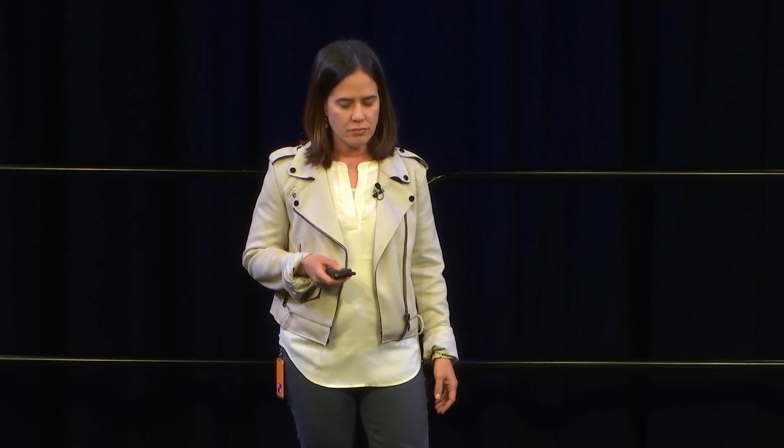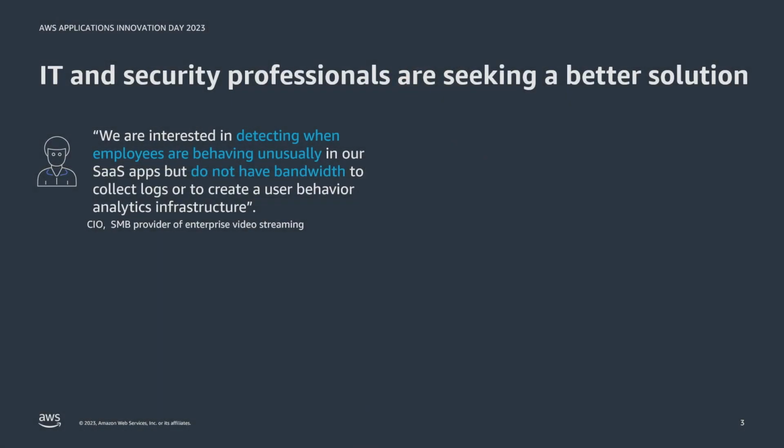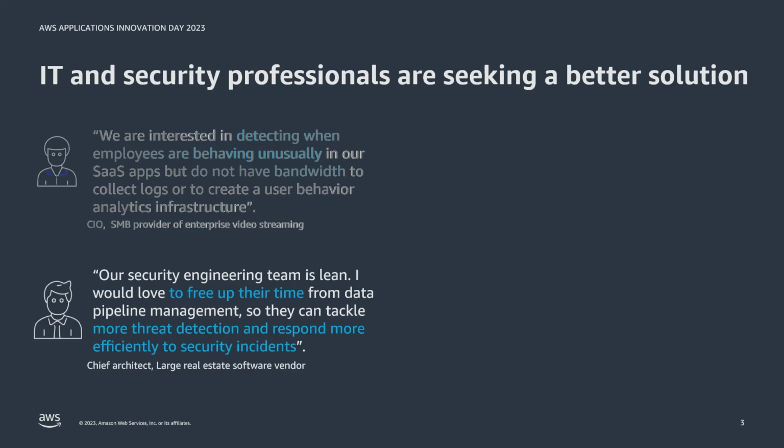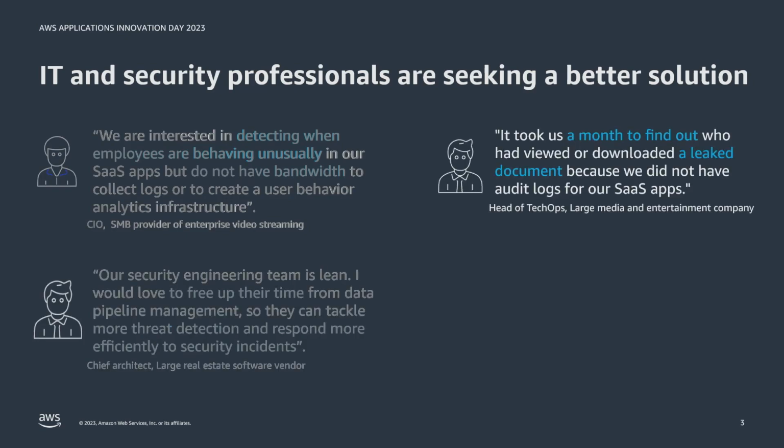We have validated and heard these pain points time and time again over months of conversations with our customers. And I'd like to share some key themes that we've heard with you. Customers tell us that detecting anomalous behavior is critical, especially as it relates to SaaS applications, but it involves a lot of manual effort. They told us that their security teams are spread thin and that they often have to trade off data pipeline management with threat detection and event response tasks.